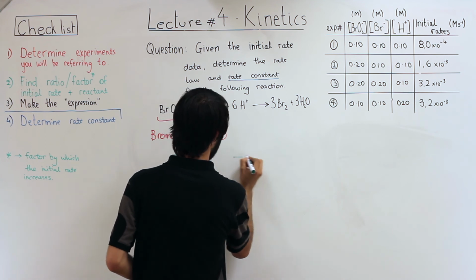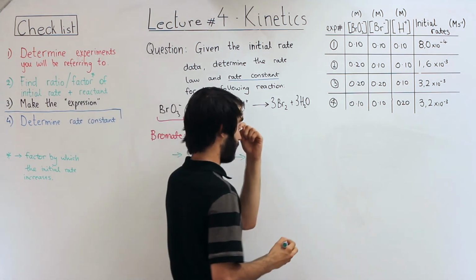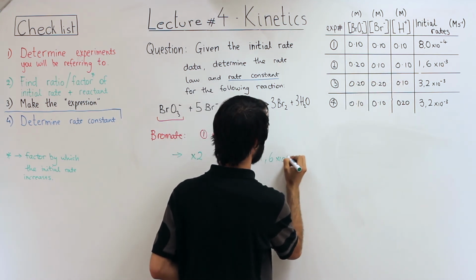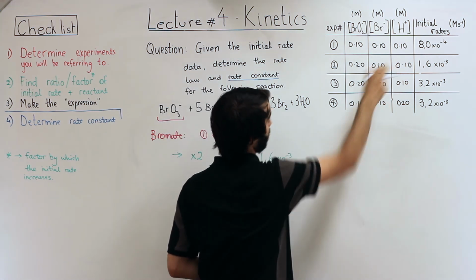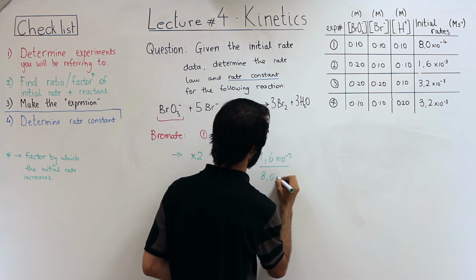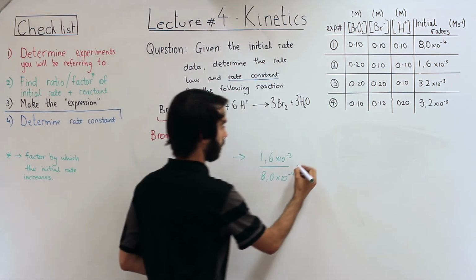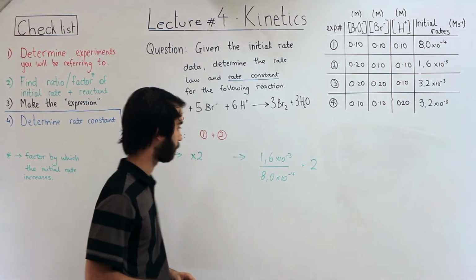And then, more importantly, for the rate, we need to see how the rate has changed. So we see that in experiment 2, the rate was 1.6 times 10 to the minus 3 moles per second. Whereas in the first reaction, it was 8 times 10 to the minus 4. If we do this division, we find that the increase, the factor of increase, is a nice round number 2.